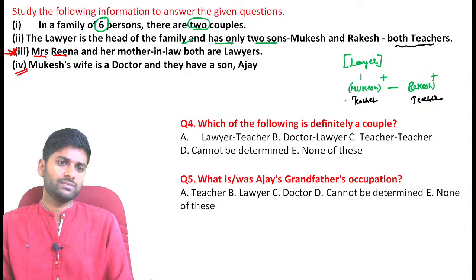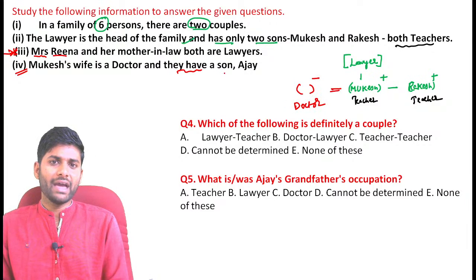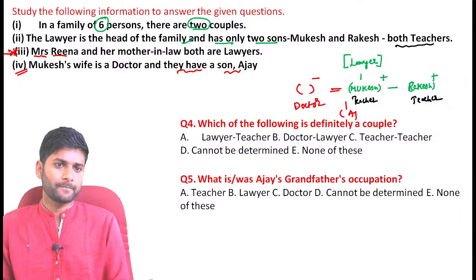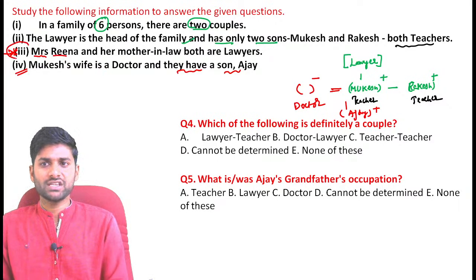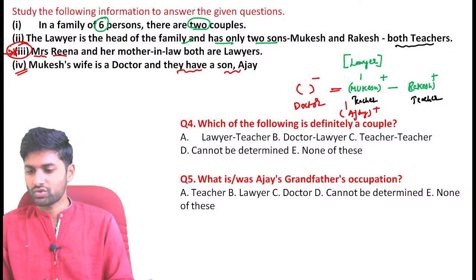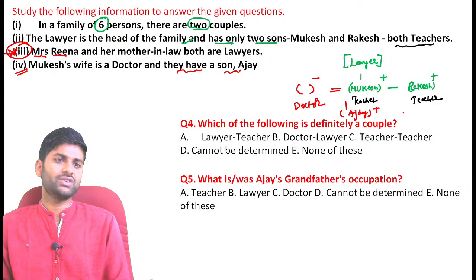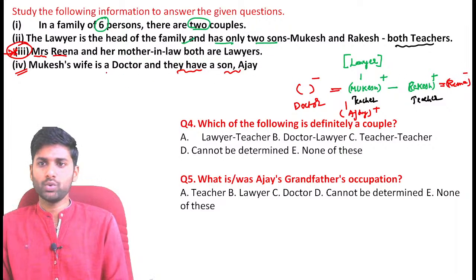Mukesh's wife is a daughter. So there is a wife and she is the daughter. And they have a son, Ajay. So Mukesh has a son, Ajay. And one more piece of information. Still we have not placed the third information. Go through the third information. Mrs. Reena. So definitely Rakesh's wife's name is Reena. Now you can confirm that.